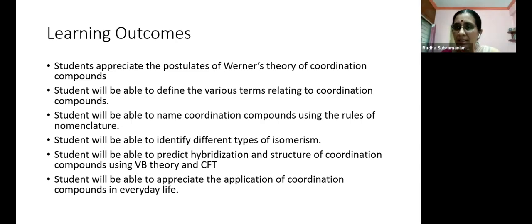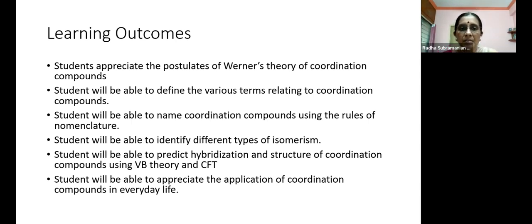We need to spend at least 2 periods on definitions, especially when we are going through denticity, ambidentate, and polydentate. Structures have to be drawn definitely. EDTA, they enjoy actually. Children enjoy the structure of EDTA. It looks big. When we draw the structure on the board, it's okay to make mistakes while drawing the structures. So that's another learning outcome.